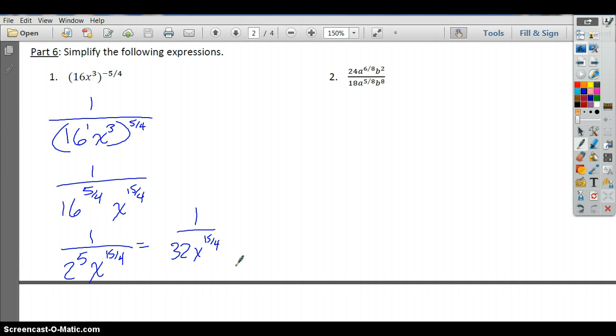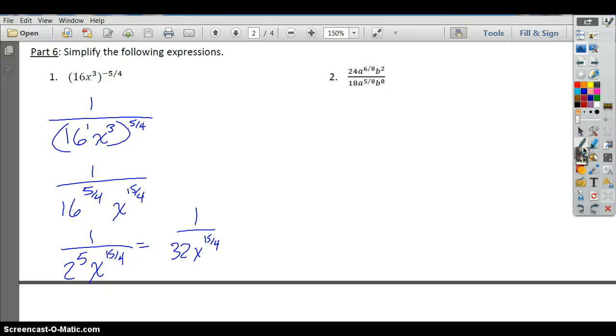Now, if you want to rationalize the denominator, because the 4th root would not be allowed to stay in the denominator, you would have to figure out a way to basically get rid of this x to the 1/4 there on the bottom. Okay? You probably could stop here, I'd be okay with that. But if you wanted to rationalize the denominator, this is how we'd have to approach it.